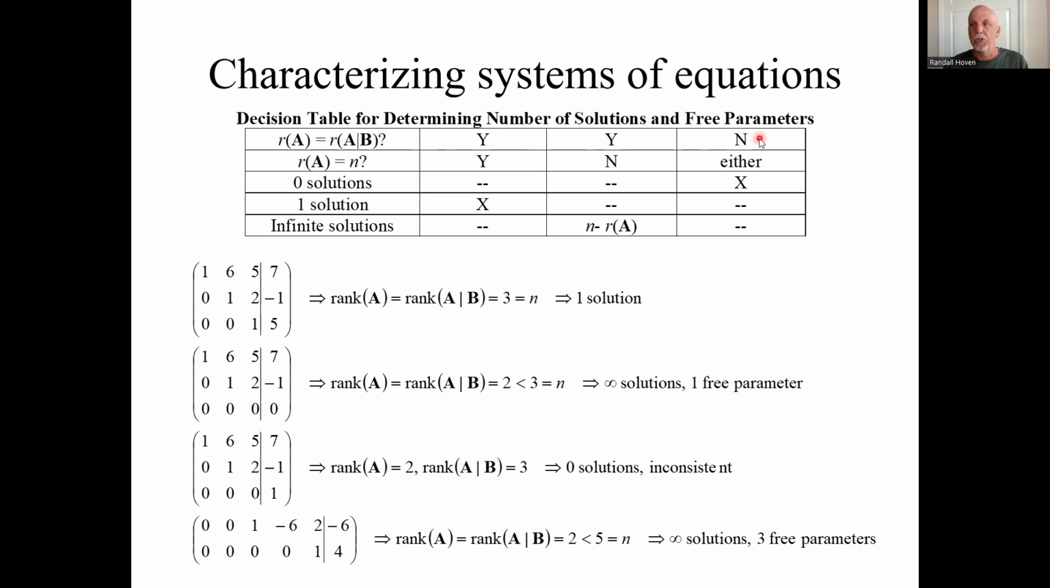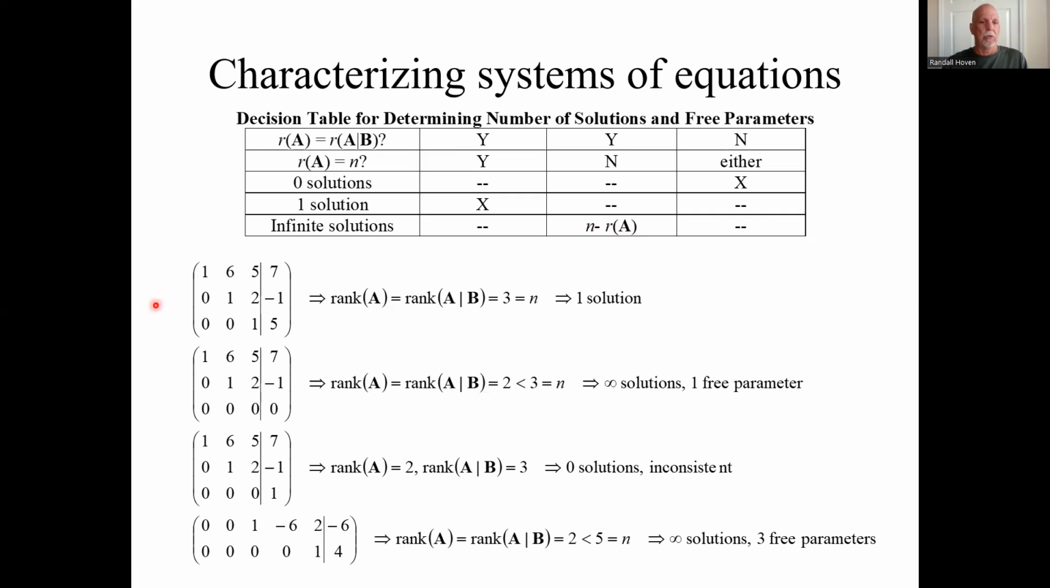If the top thing is a no, I'm going to get 0 solutions. Rank A does not equal rank AB, I get no solution. That's an inconsistent system. If rank A equals rank AB, and it also equals N, I get exactly one solution. And if rank A equals rank AB, but it's not equal to N, something less than N, then I get an infinite number of solutions. How many free parameters? It'll be whatever N minus the rank of A is.